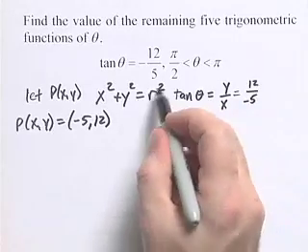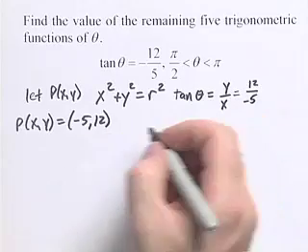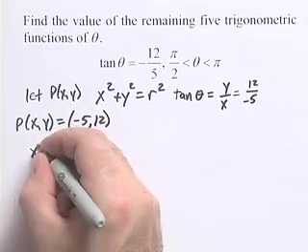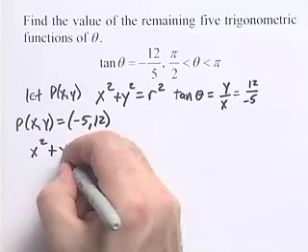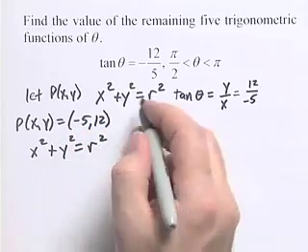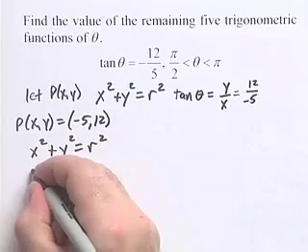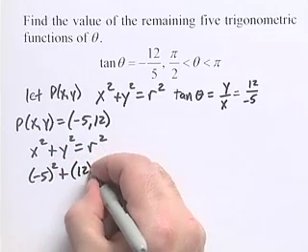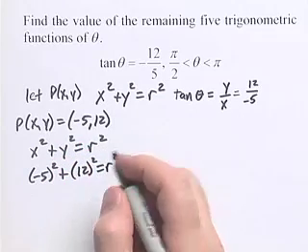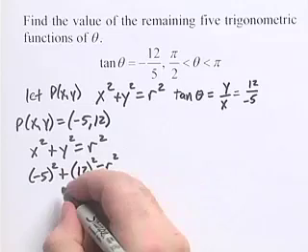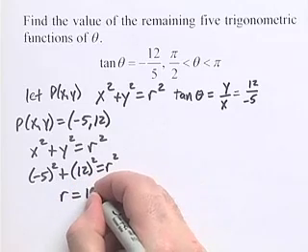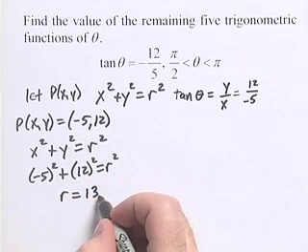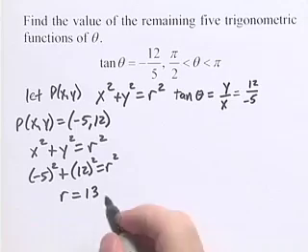First, we're going to need to find the value for r. Since we know x and y, we'll put those values in. x squared plus y squared equals r squared. That's our circle. x is negative 5. Negative 5 squared plus 12 squared equals r squared. And if we solve this for r, we'll get that r is equal to 13. Remember that r is the radius of the circle, so it's going to be a positive value.